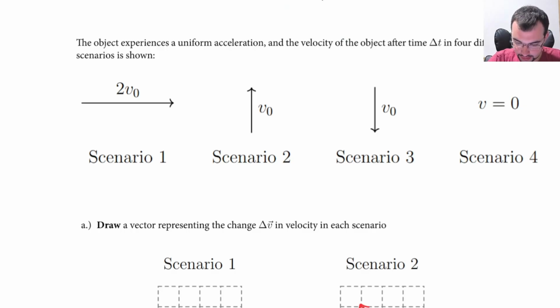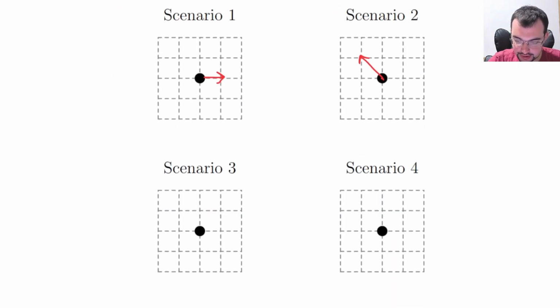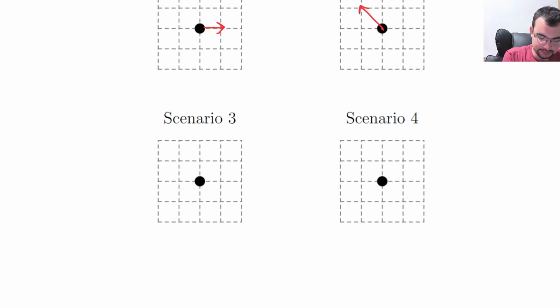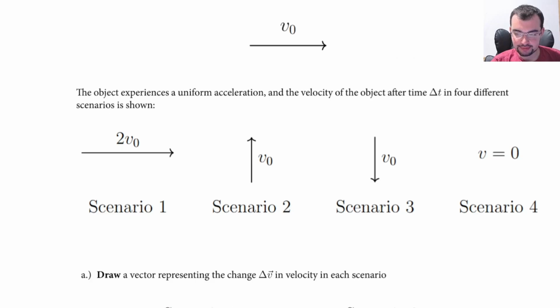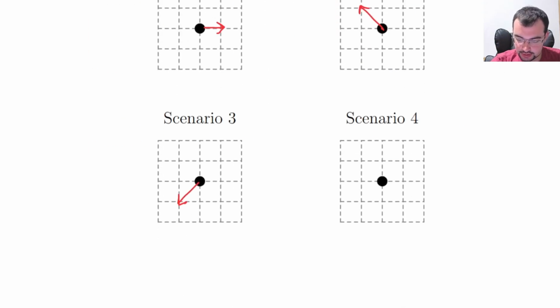For scenario 3, it's the same idea except negative. And then scenario 4, how do I go from right to 0? Well, I just add a single left.